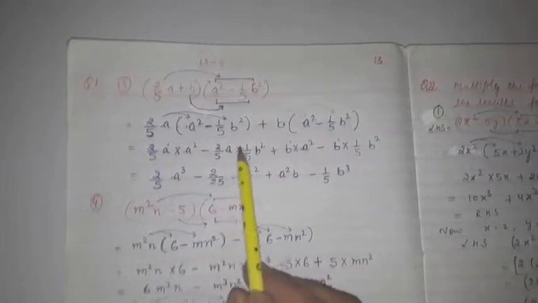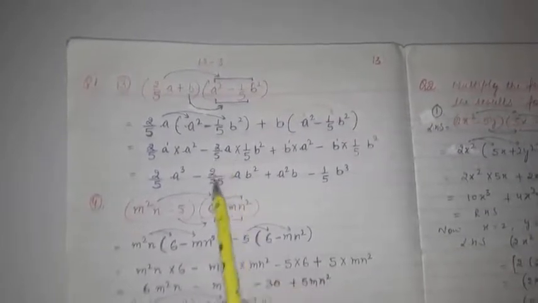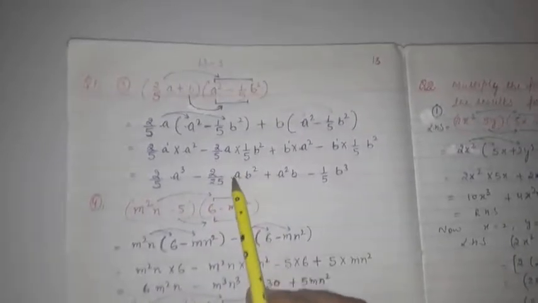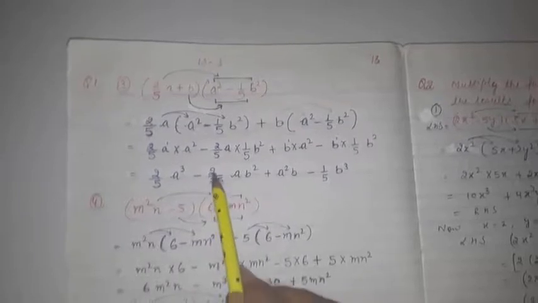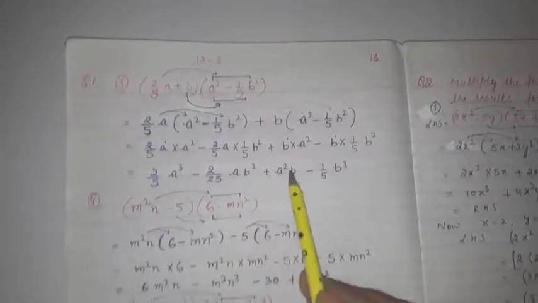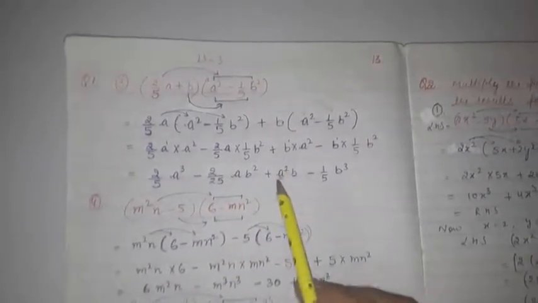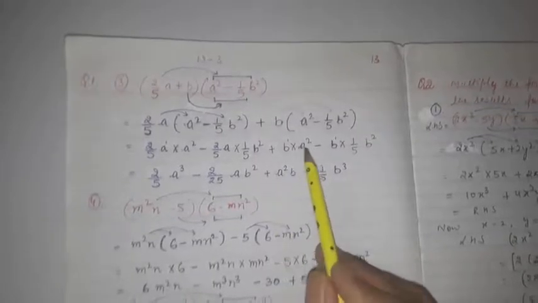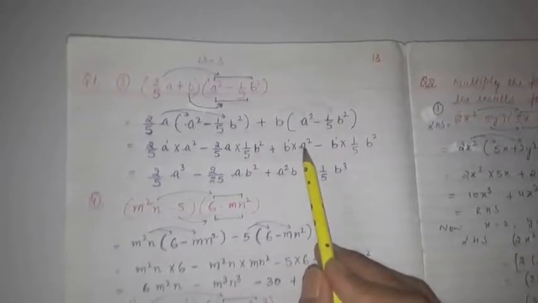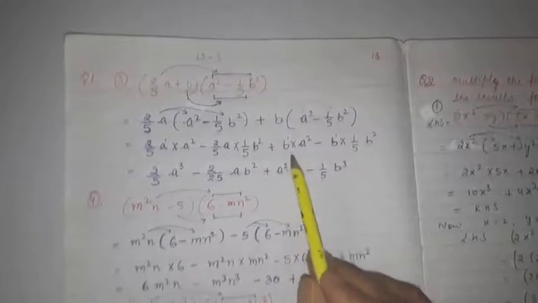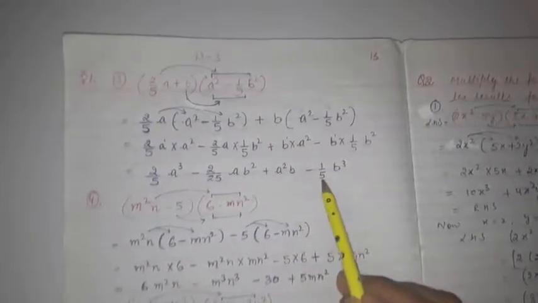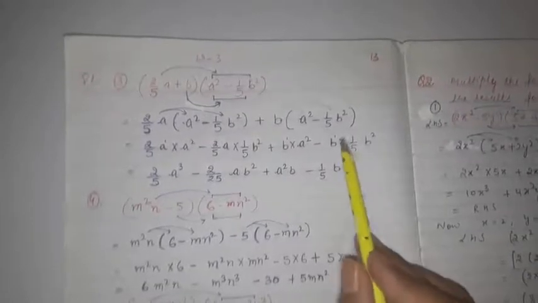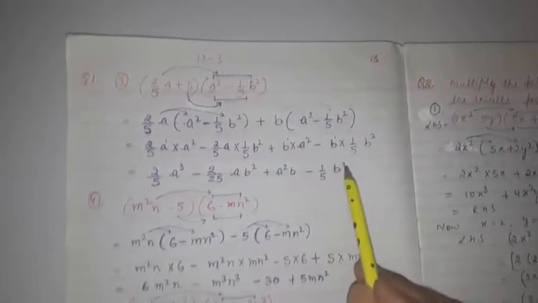Means we multiply the numerator with numerator and denominator with denominator, and then a as it is and b square as it is. So it is 25, so 2 upon 25 ab square. Then plus, according to alphabetical order, we will write a square into b minus 1 upon 5, that is the coefficient, into b raised to power 1 plus 2, that is b raised to power 3.